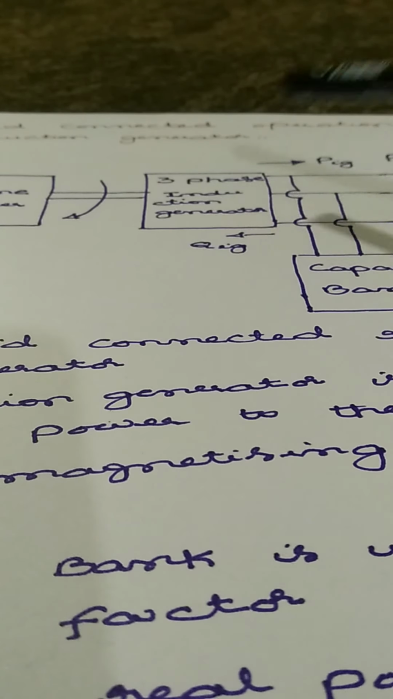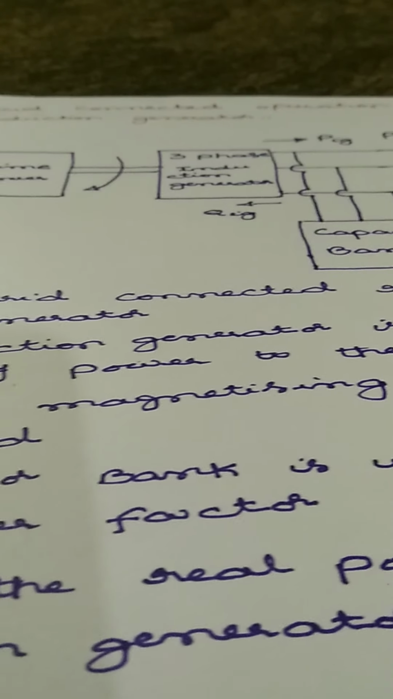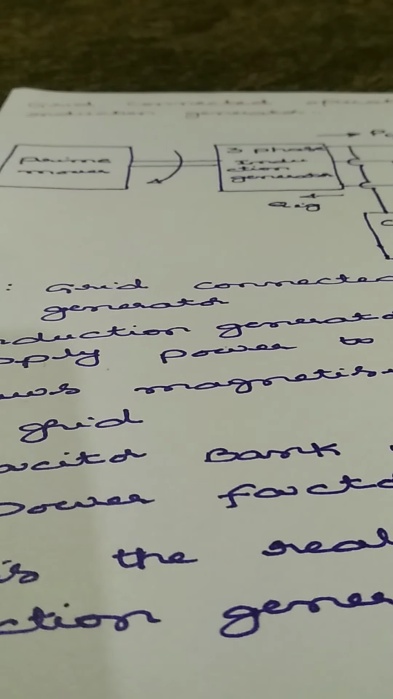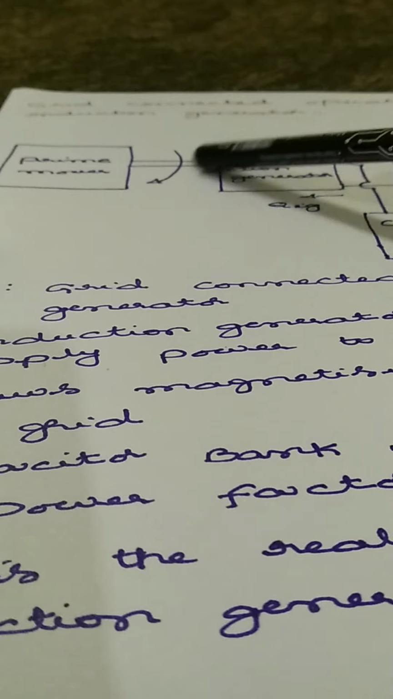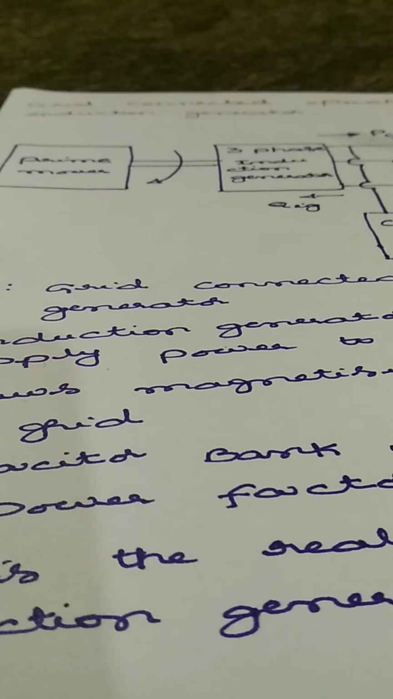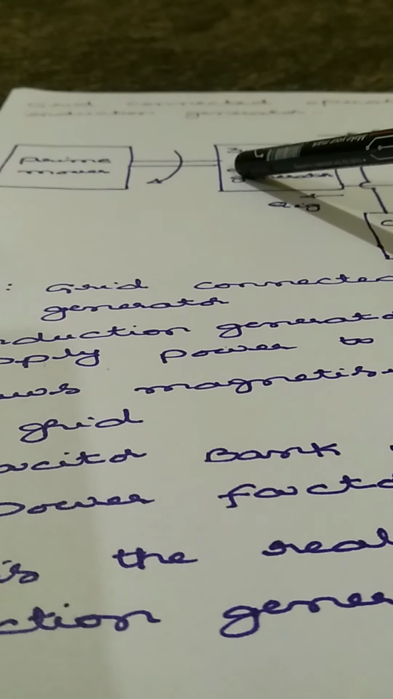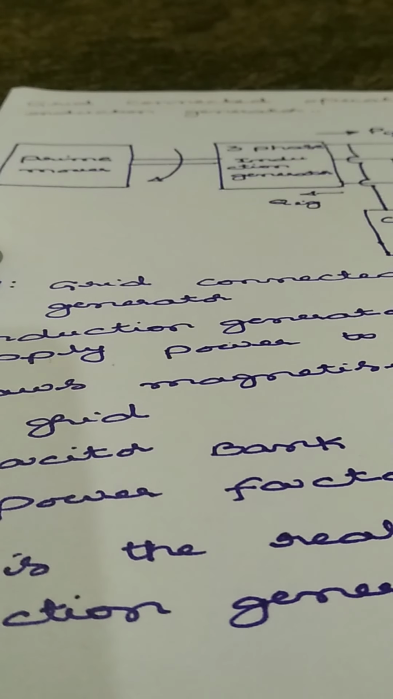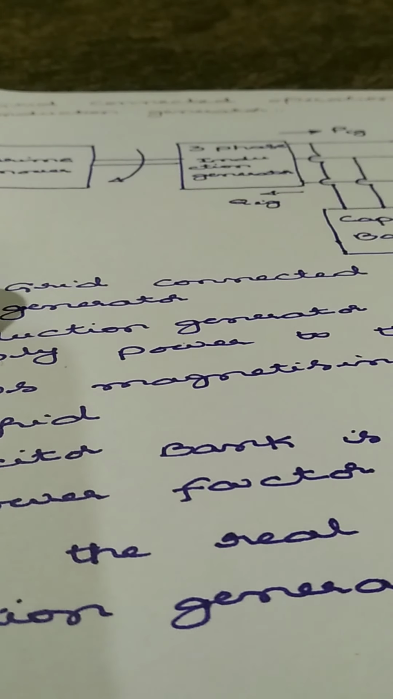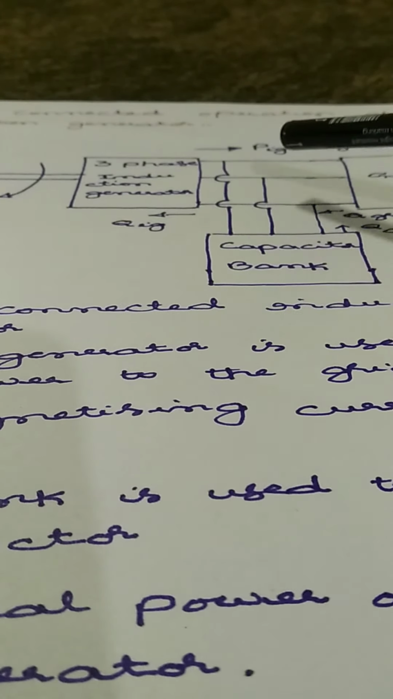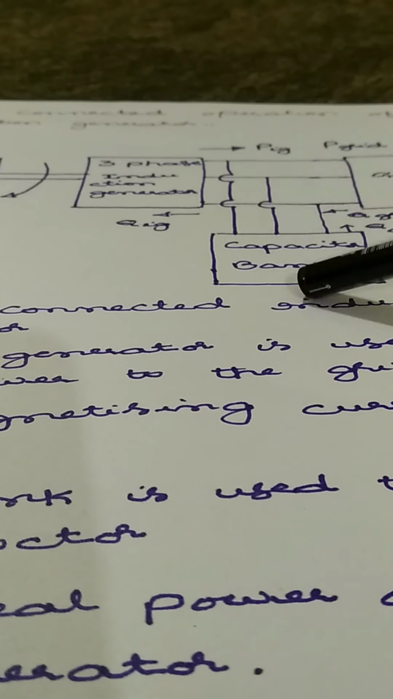The induction generator is used to supply power to the grid, and it draws magnetizing current from the grid. For the magnetizing current, it will draw current from the grid. The capacitor bank is used to improve the power factor of the system.